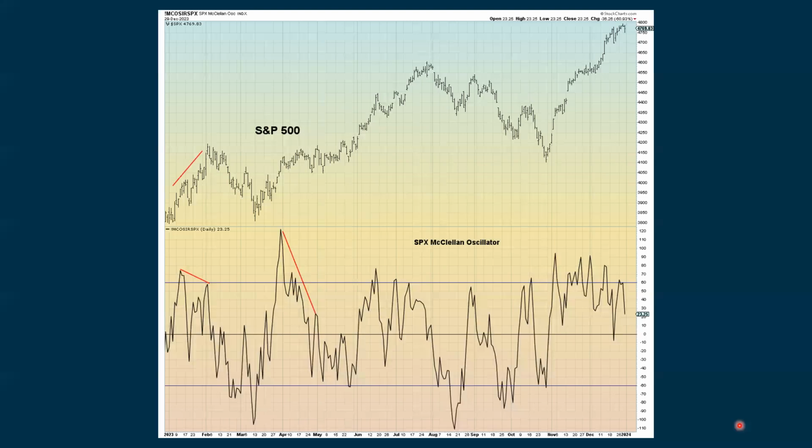Then this is a McClellan oscillator, and I look at these every day, and these are very influential. I was showing these in the videos as we were extreme positive.